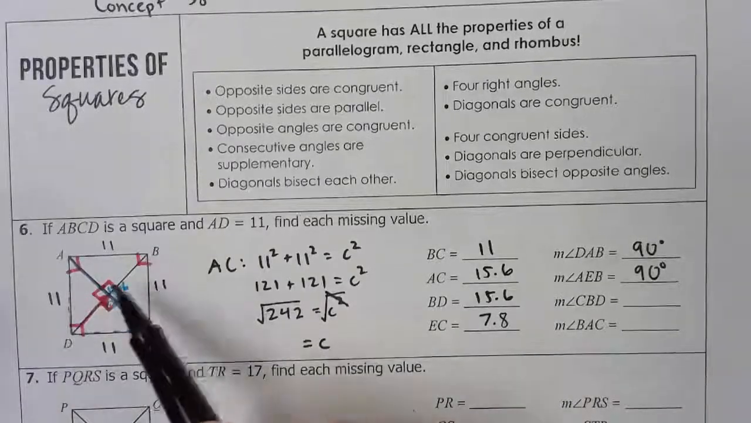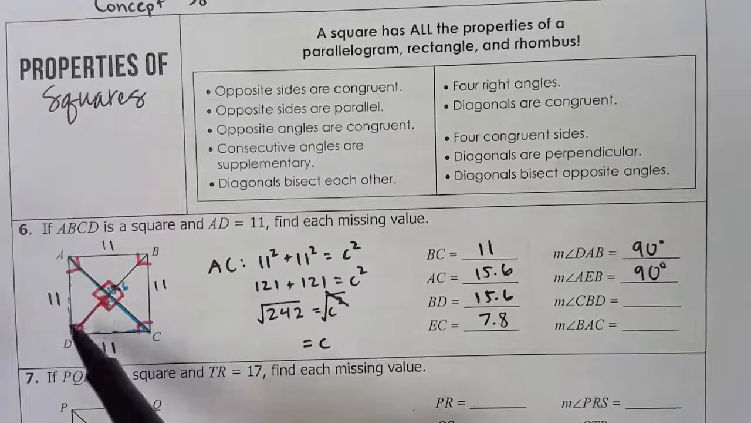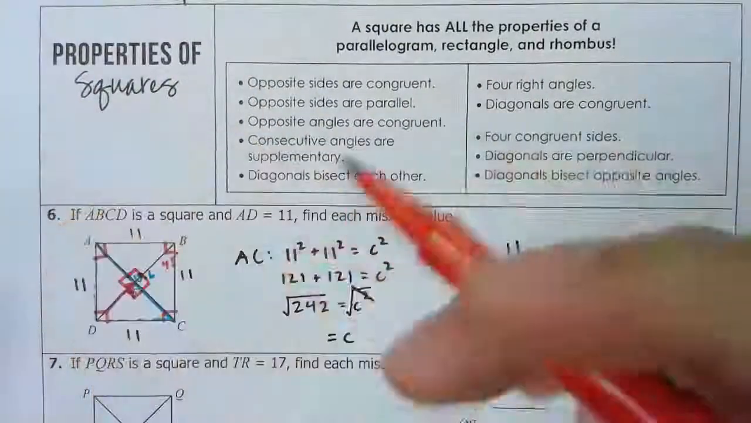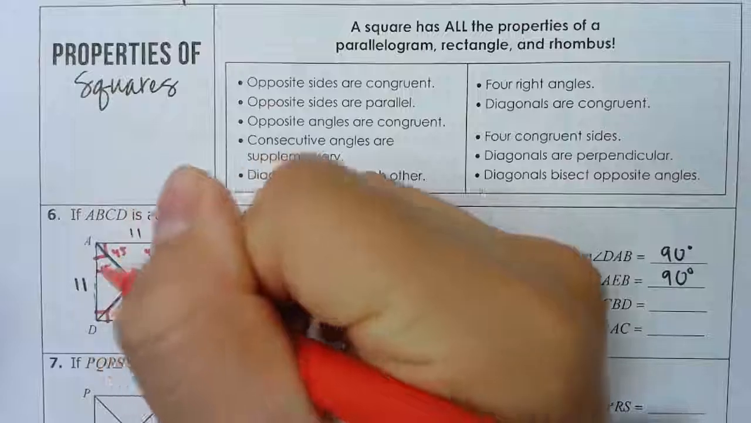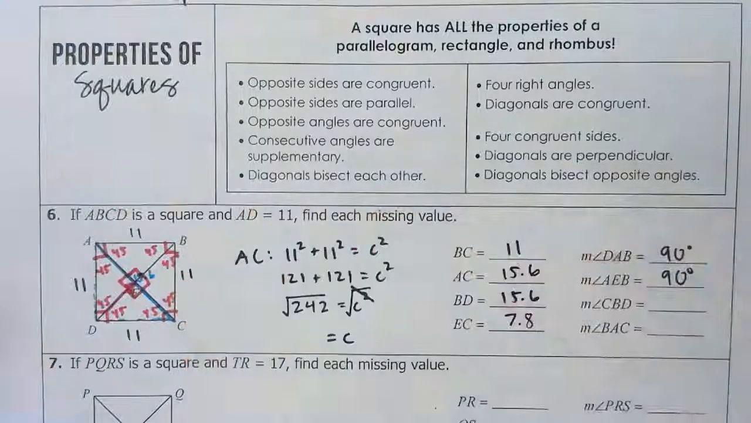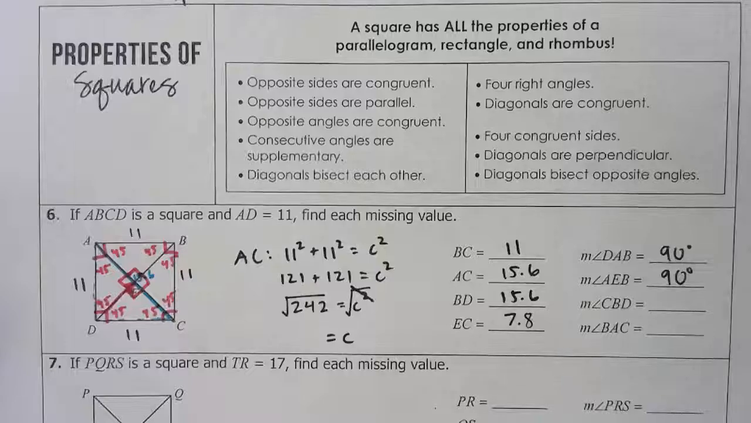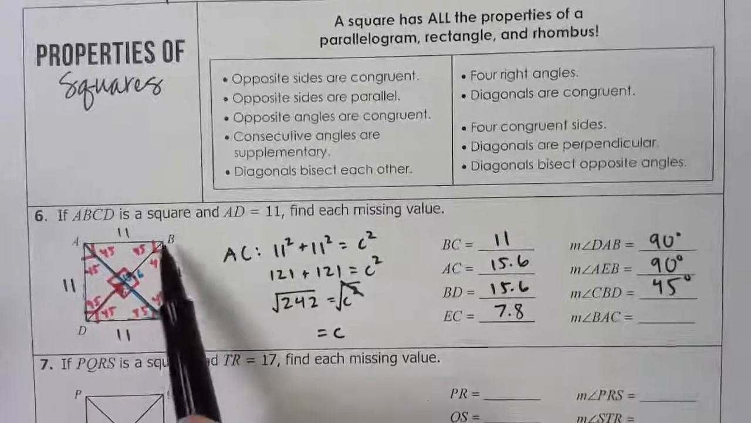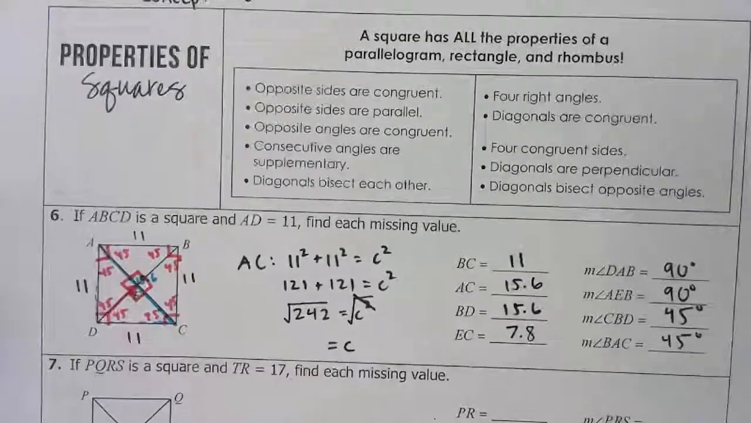CBD is this half angle. Now diagonals bisect opposite angles. That means they're cut in half. Okay, so each corner here, the diagonal cuts it in half. So you can say that you have 45 degrees going all around there, because 45 plus 45 is 90. So CBD is 45 degrees. BAC is the other one there, so it's also 45 degrees.